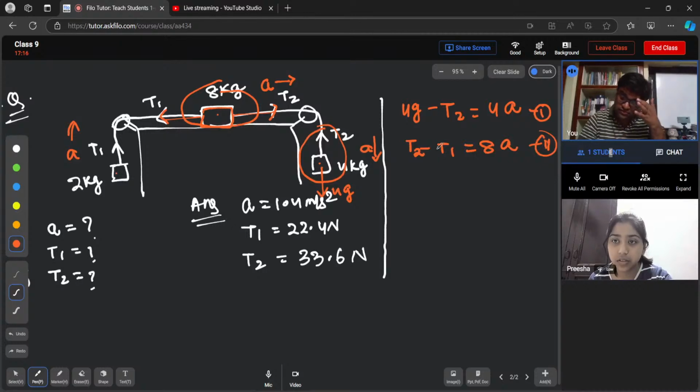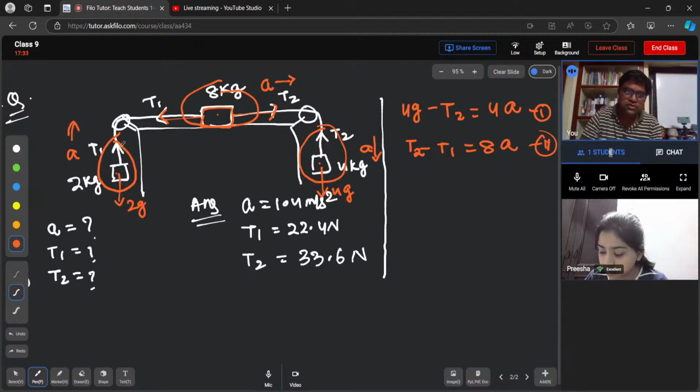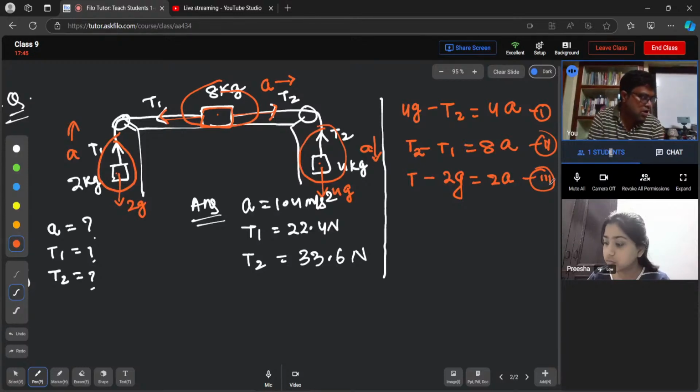This is your second equation. The third equation we will write for this mass. So what will be the third equation? Here mg also downward, that is 2g, upward T1, so the equation is T1 minus 2g equal to 2a. This is the third equation.